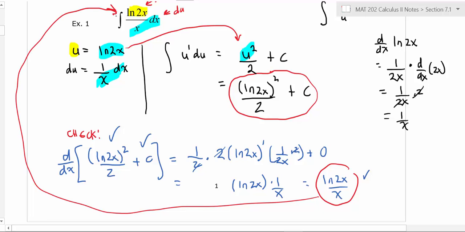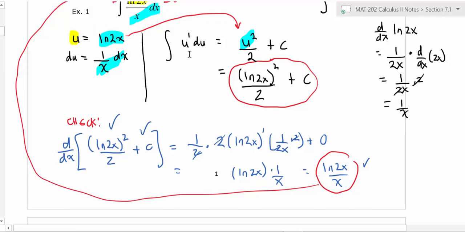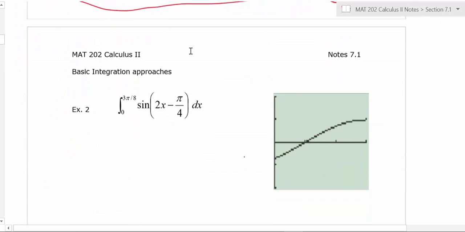Okay, that's the same thing. All right, so that is a standard U-substitution problem. That's a very basic one, kind of an elementary level problem. Okay, next thing I'm going to do is move on.